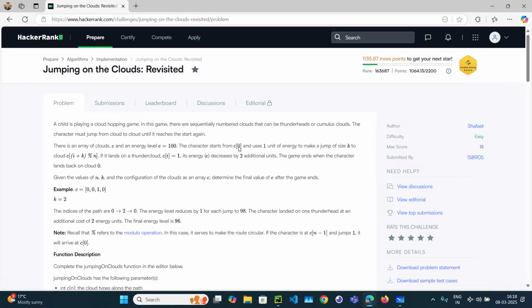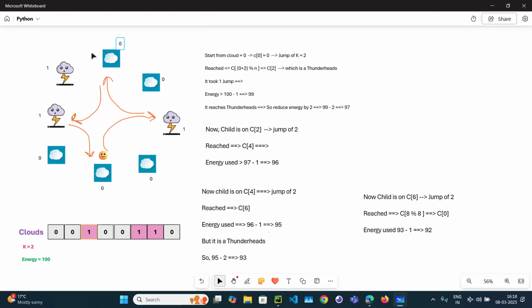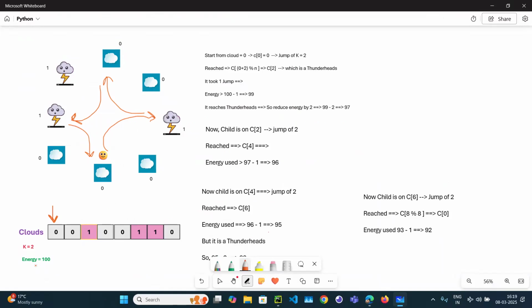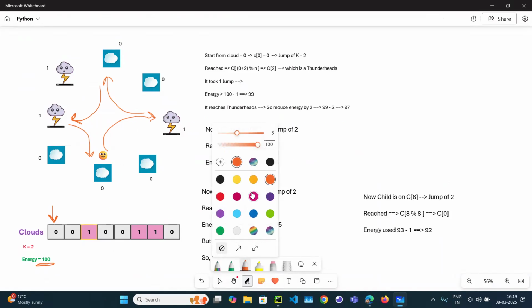The character starts from c0. You have so many clouds, right? So from which place does the character start jumping? The character always starts the jump from the zeroth cloud, so he is always going to start from here. He uses 1 unit of energy to make a jump of size k. So a total of 100 units of energy is given, and he is going to consume 1 unit of energy to make a jump of size k.